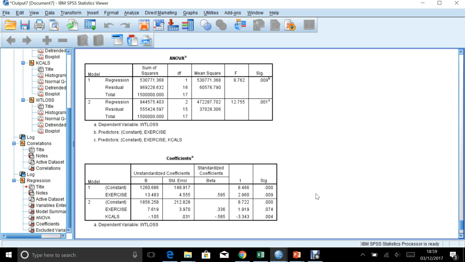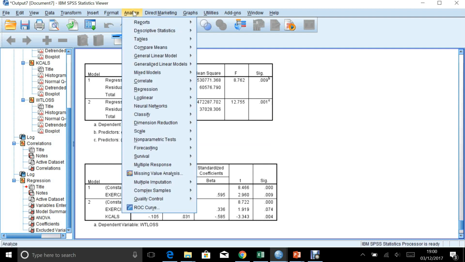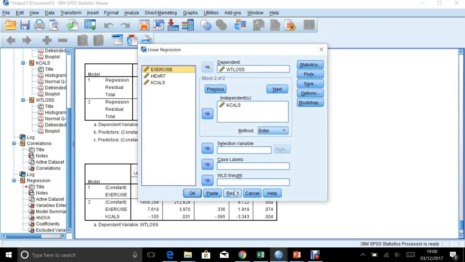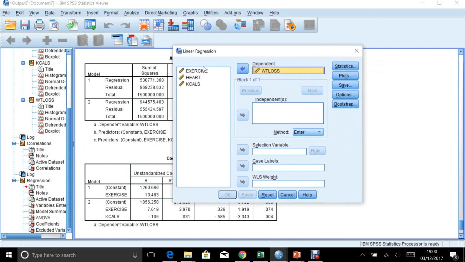Okay, so once you've done that, I would like you to run the process again, this time entering food intake first and exercise second. So I'm just going to run through this now. Analyze, regression, linear. I'm going to reset, and I'm going to put weight loss again back as the dependent variable. This time I'm going to enter, sorry, food intake in the first block. Click next, and then exercise in block 2.